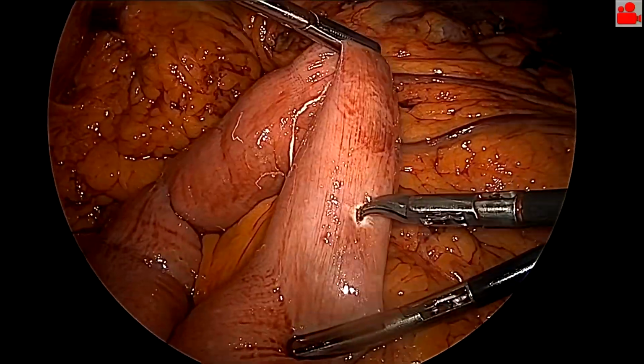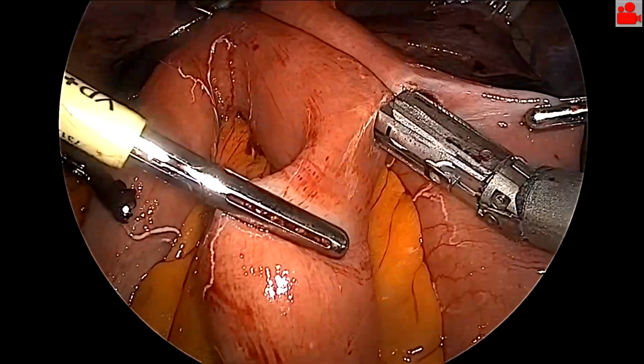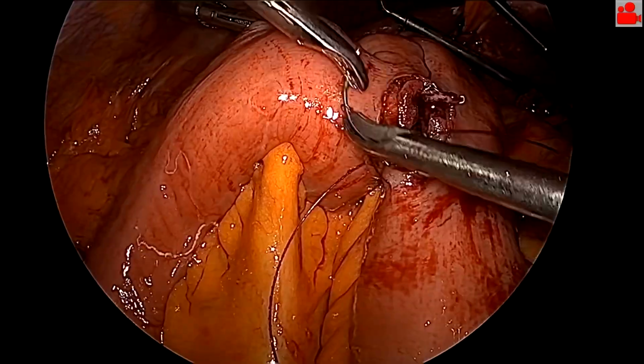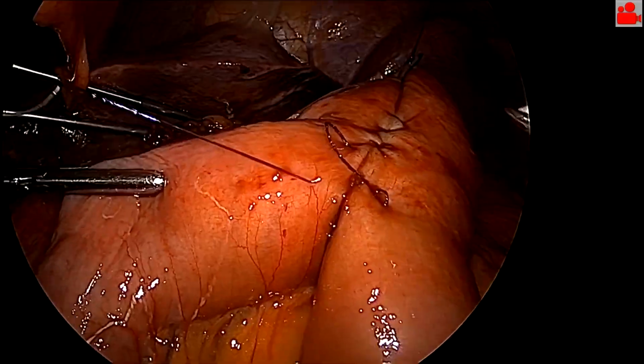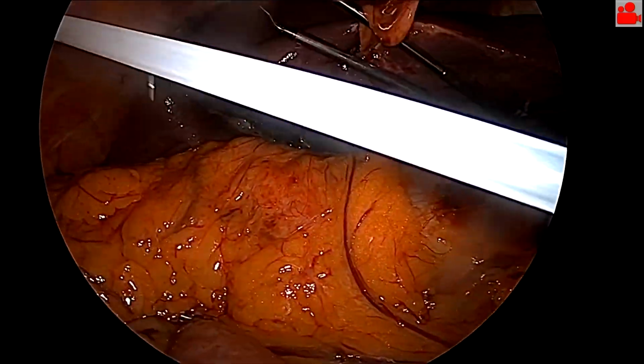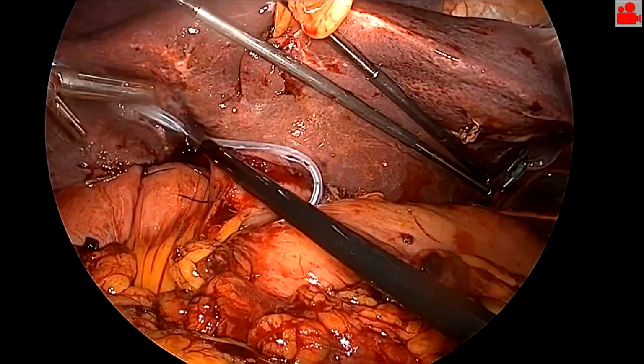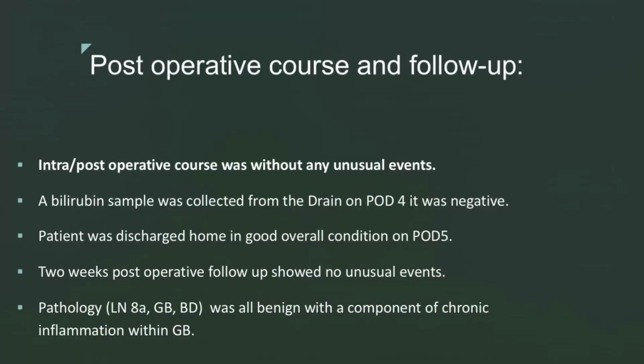At the end, an enteroenterostomy was performed without any mentioned difficulties. And a surgical drain was placed adjacent to the hepatic jejunostomy. The postoperative course was without any unusual events. A sample was collected from the drain on POD4, which was negative for bilirubin, and the patient was discharged on POD5. Pathology was benign with a component of chronic inflammation within the gallbladder.